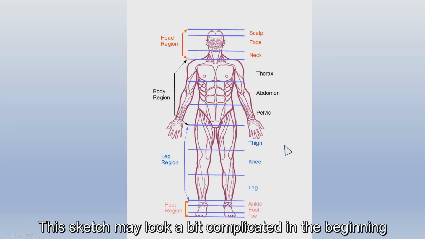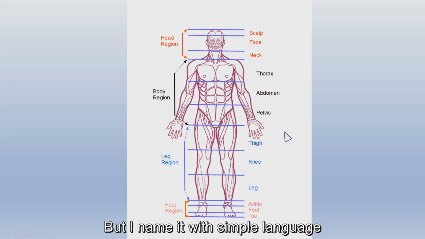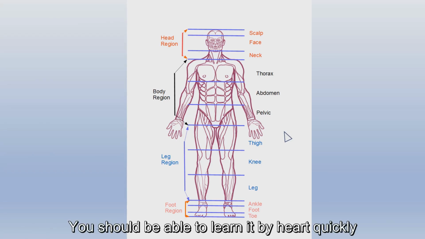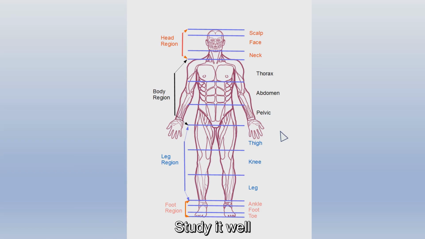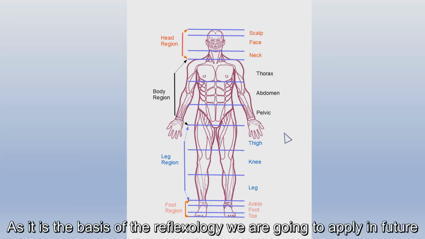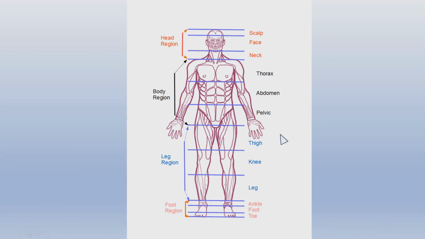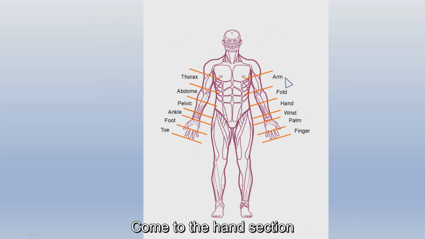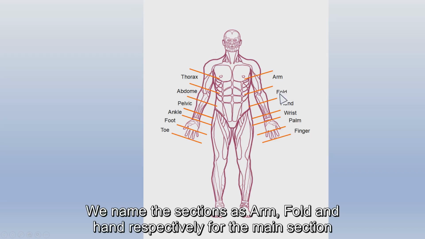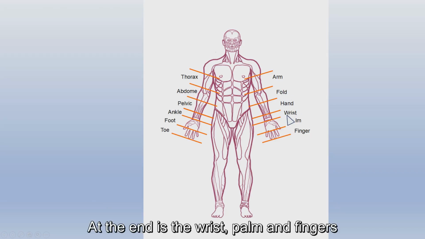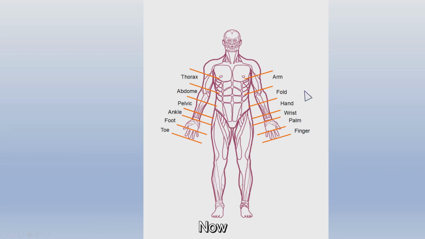This sketch may look a bit complicated in the beginning, but I name it with simple language. You should be able to learn it by heart quickly. Study it well, as this is the basis of the reflexology we are going to apply in future. Then come to the hand section. We name the sections as arm, fold and hand, respectively, for the main section. At the end, it is the wrist, palm and fingers.